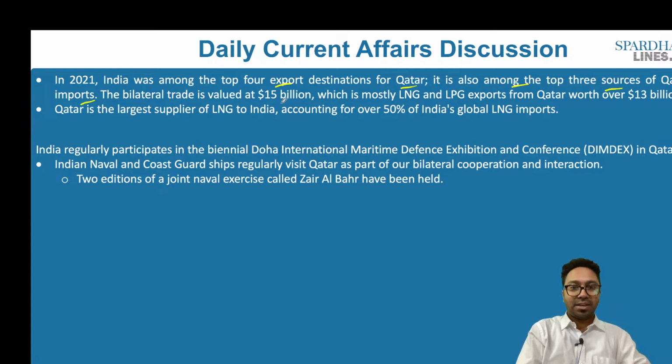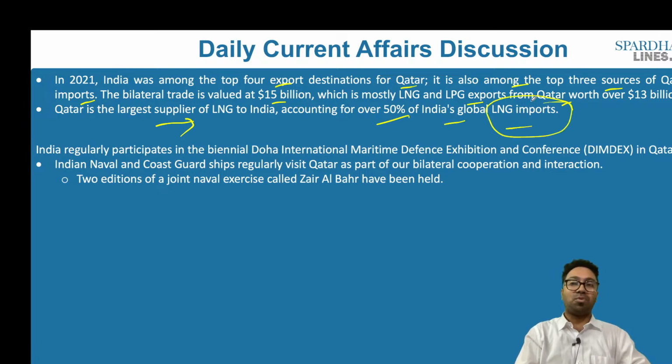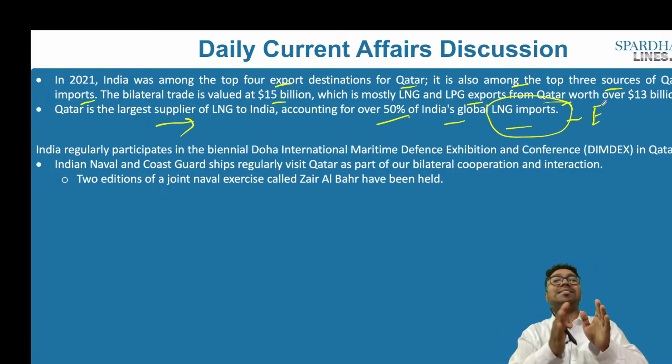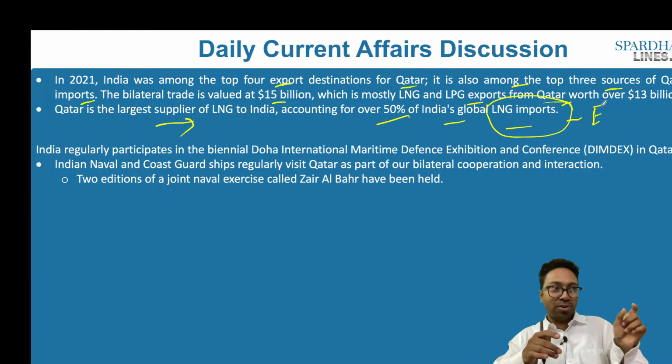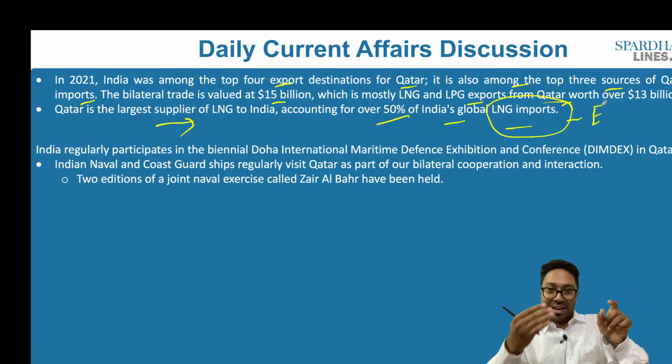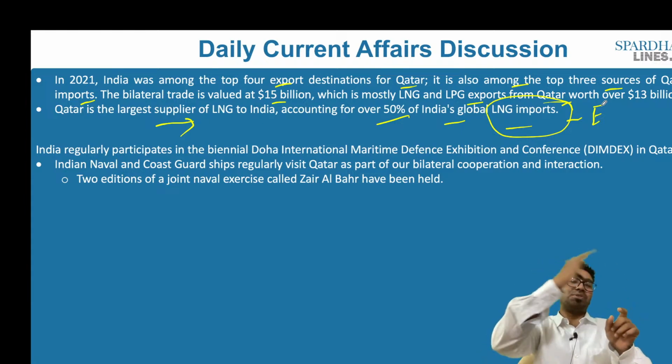The bilateral trade is valued at $15 billion, which is mostly LNG and LPG exports from Qatar. And Qatar is the largest supplier of LNG to India, accounting for over 50% of India's global LNG imports. So we've also had a good economic relationship with them, and in fact the balance of trade has tilted towards Qatar. So more exports are made from Qatar in comparison to Indian exports to Qatar.